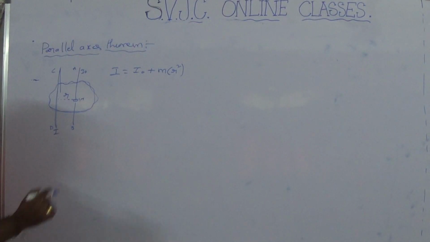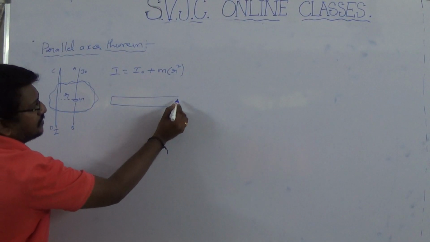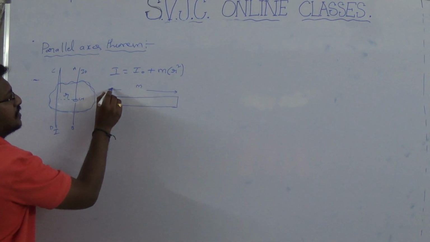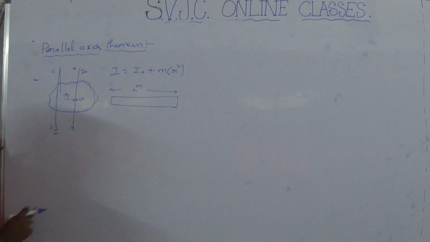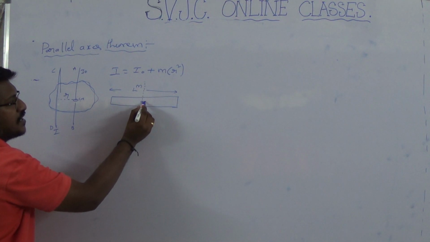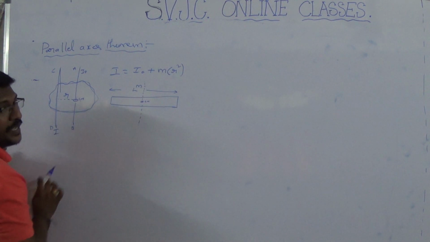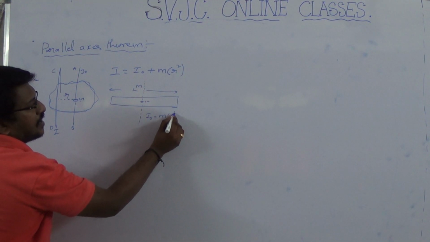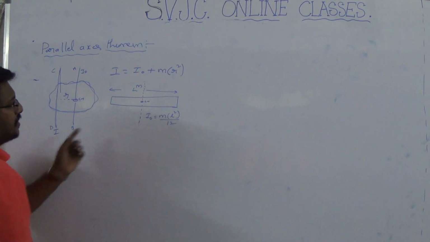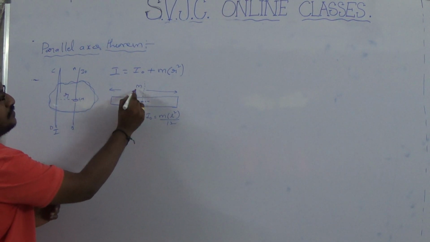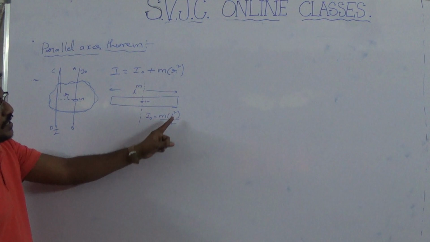of the parallel axis theorem. For example, let me go to one application: a rod of mass m and length l. The moment of inertia of this rod with respect to the axis passing through the center of mass and perpendicular to the plane is given by the formula I naught equal to m l square by 12. Here the breadth of the rod is neglected, that's why I am taking m l square by 12. The length of the rod is small l.